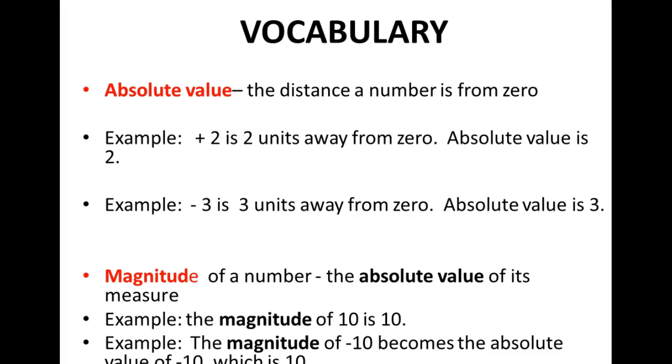Now let's take a look at the term magnitude. The magnitude of a number is the absolute value of its measure. For example, the magnitude of 10 is 10, and the magnitude of negative 10 becomes the absolute value of negative 10, which is also 10. We will review this later in the lesson, so please refer back to this slide.